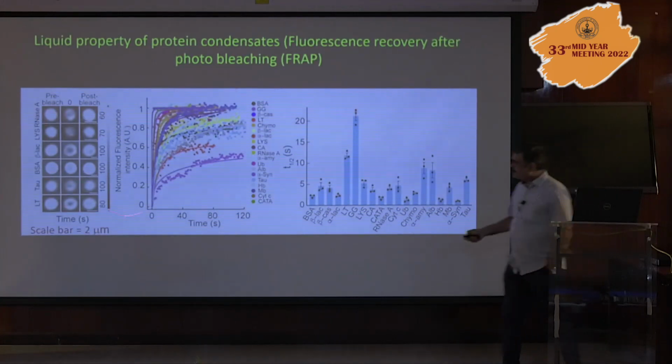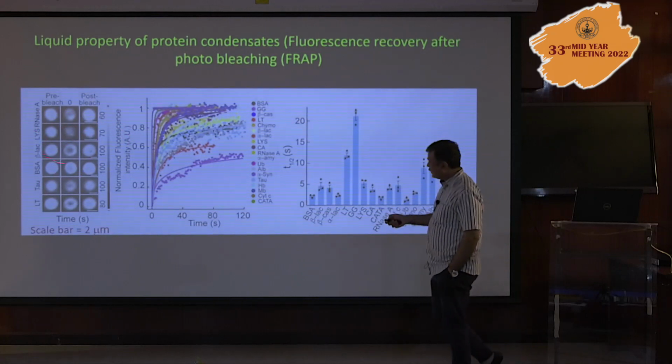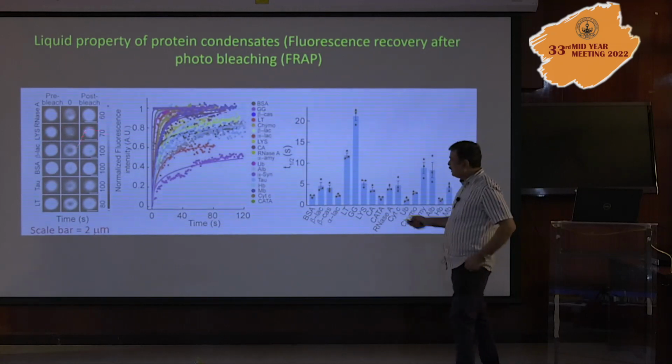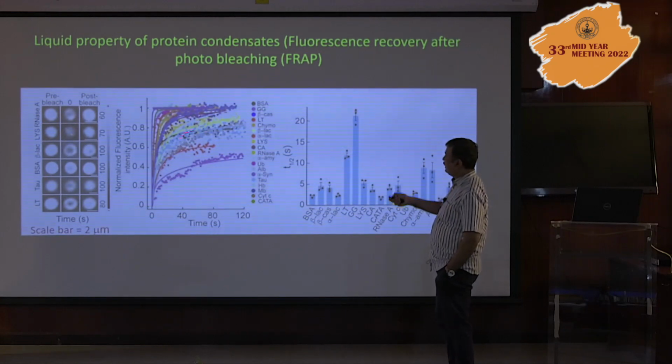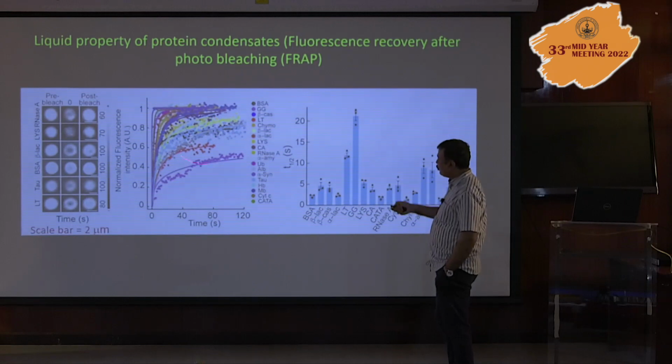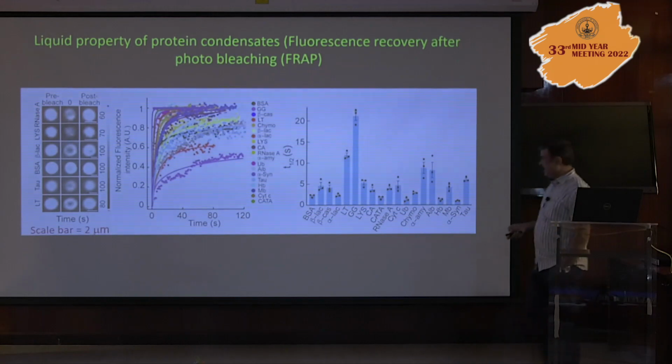Then we characterized all these proteins with their FRAP recovery. You can see that most of the proteins are in a liquid state. Most of the proteins recovered almost 100% with very fast recovery. However, some of the proteins recover slowly or show partial recovery. That means they might undergo some kind of solidification at the beginning.